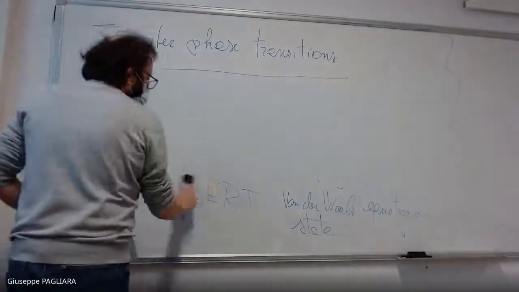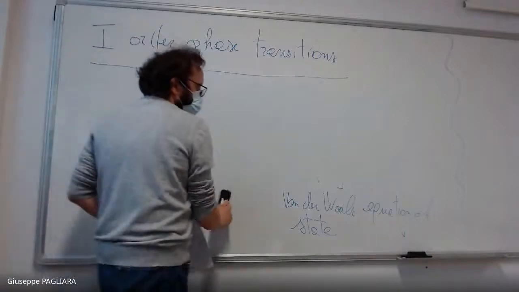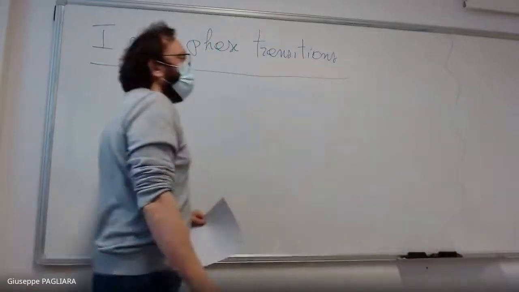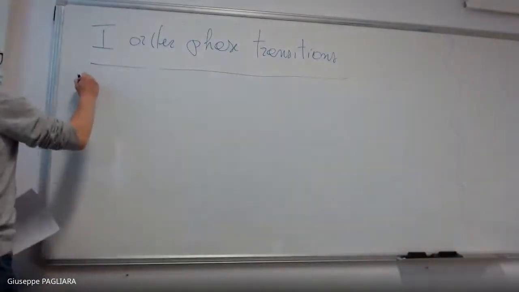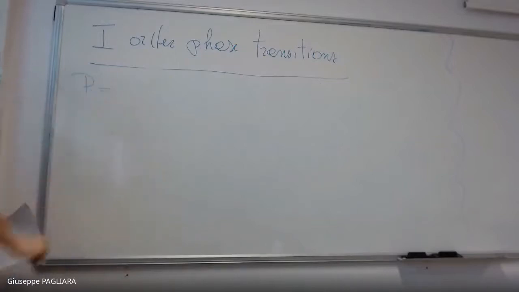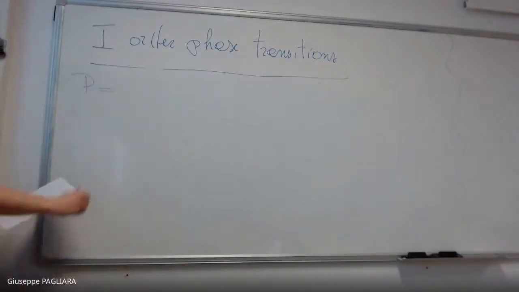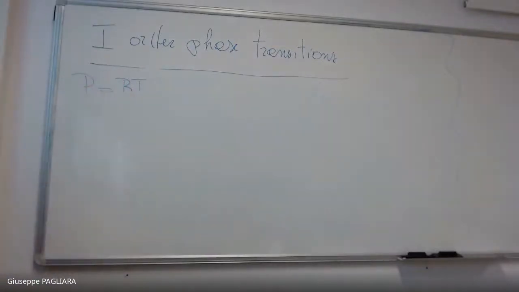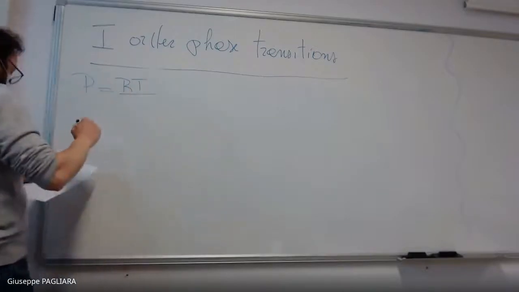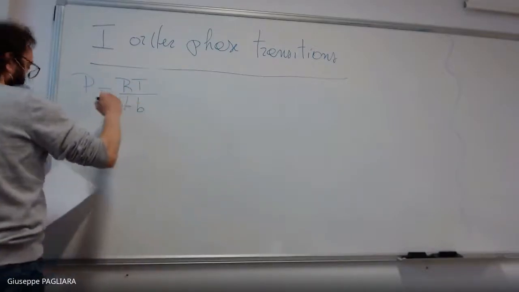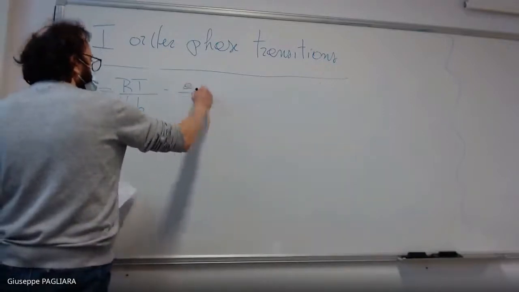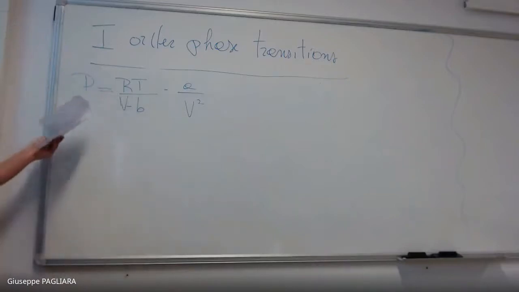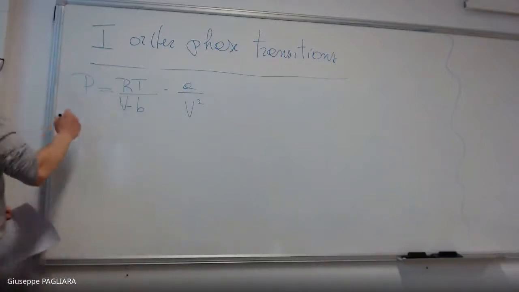Now we can play a little bit with this formula. In particular, we can write the pressure as a function of the other variables, to get that the pressure is RT, where R is the universal gas constant as usual, divided by V minus B. Then we have minus A divided by the volume squared. So this is the equation of state of a real gas, of a Van der Waals gas.